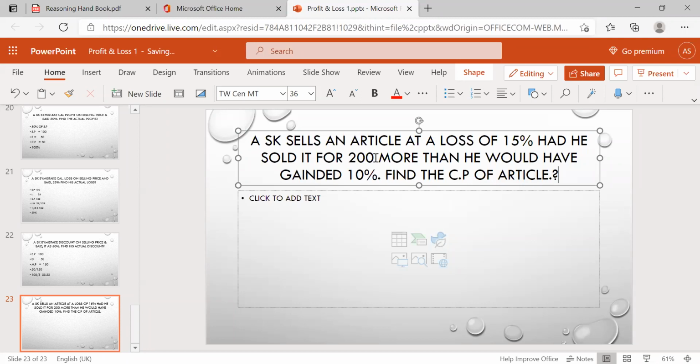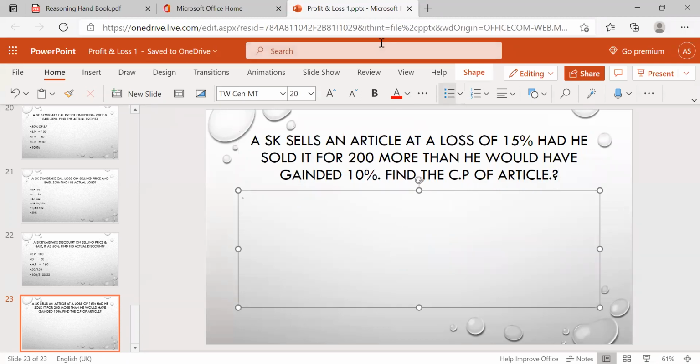So this is the last question for today's class. Just see here. First, understand the question. What they're asking, first you need to know. They say a shopkeeper sells an article at a loss of 15%. Had he sold it for 200 rupees more, then he would have gained 10%. Gained 10% means profit is 10%. Find the cost price of the article.